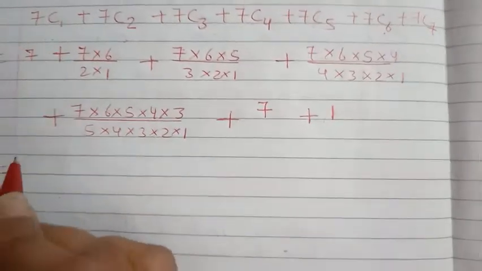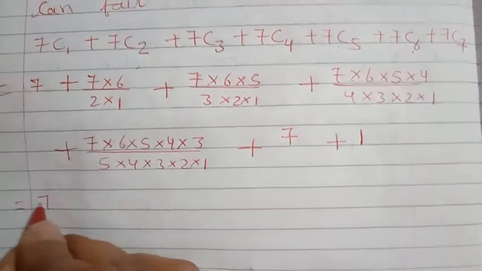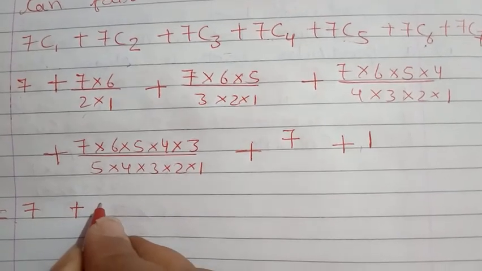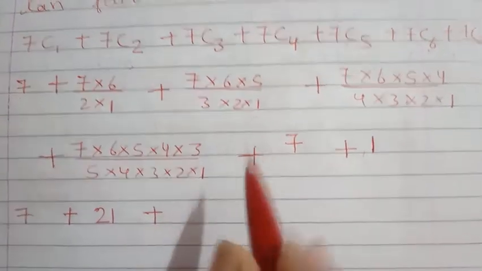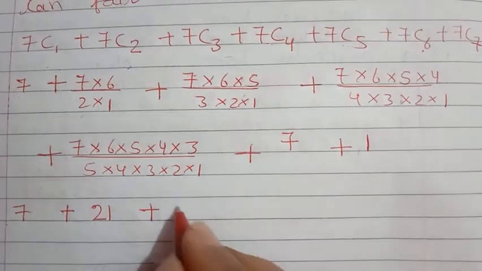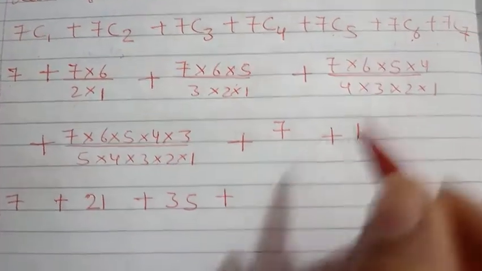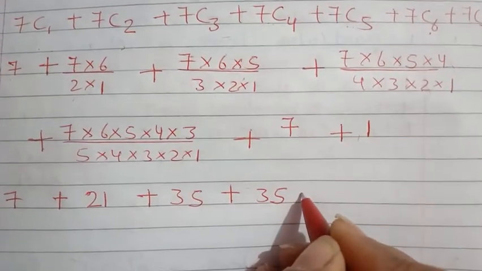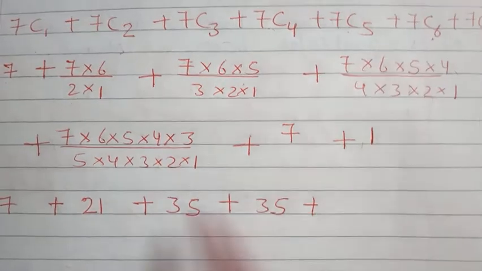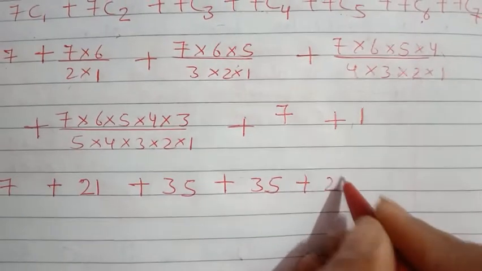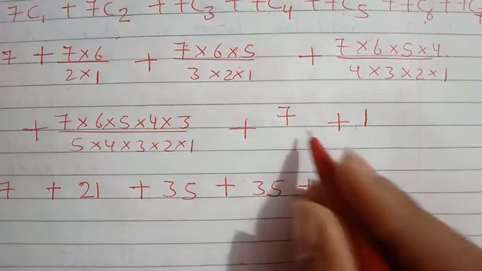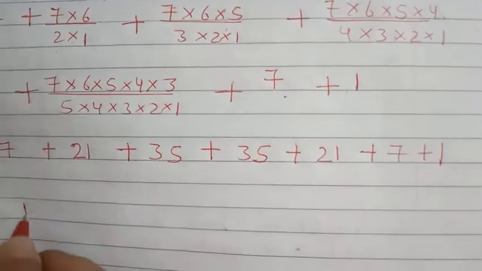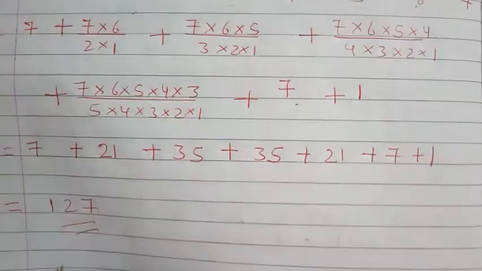Now again we'll solve this. So 7 plus, so here we'll solve, so we'll get 21 plus, now this one we'll solve, so we'll get 35 plus, this will solve, so again we'll get 35 plus, now this will solve, so we'll get 21 plus 7 plus 1, so that is equal to, total is 127.